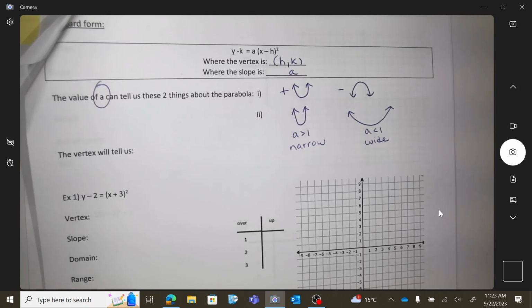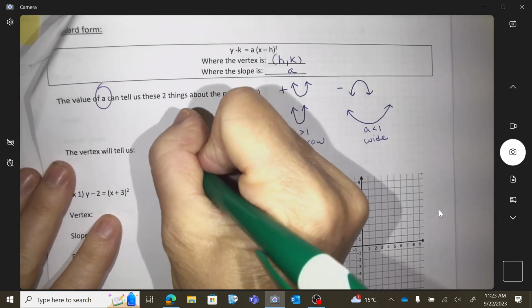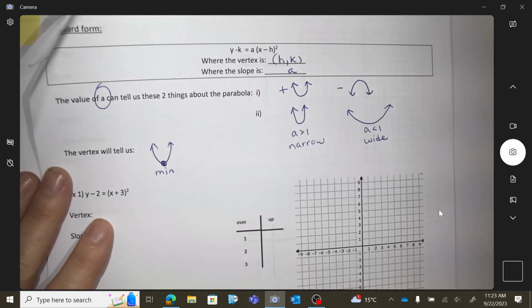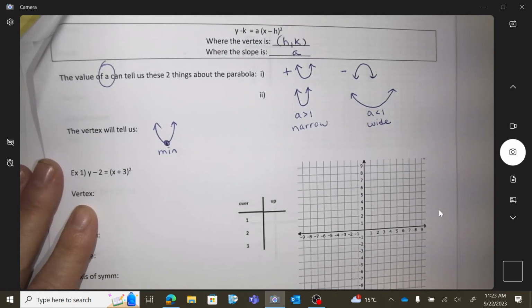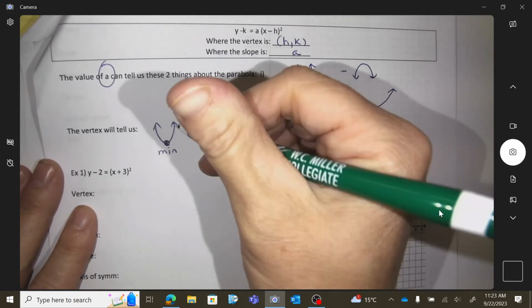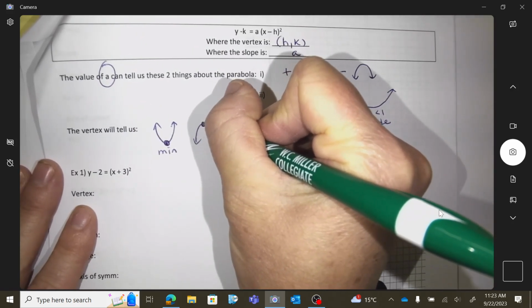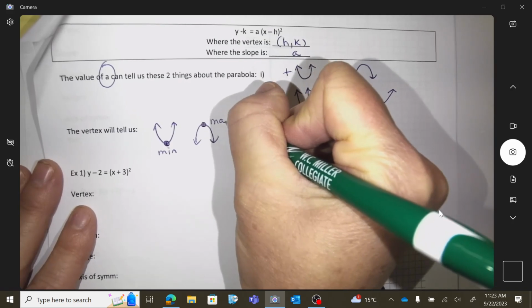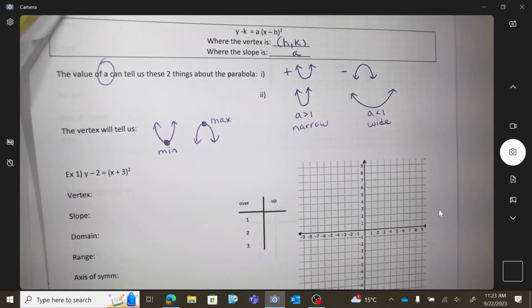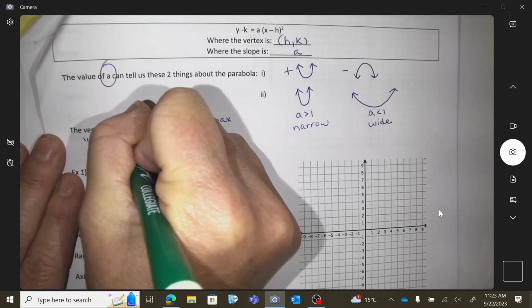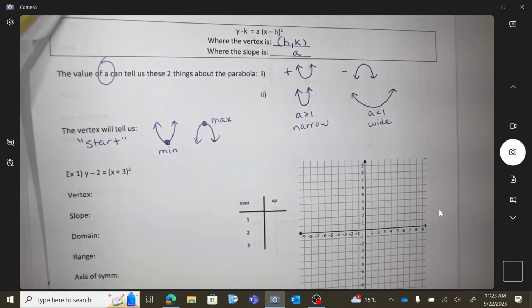So what can the vertex tell us? The vertex can tell us where the minimum is, or the vertex could tell us where the, what would be a word here, do you think? Maximum. So that's where the vertex could tell us the min or the max. And the vertex kind of tells us where to start. That's what the vertex tells us, really.